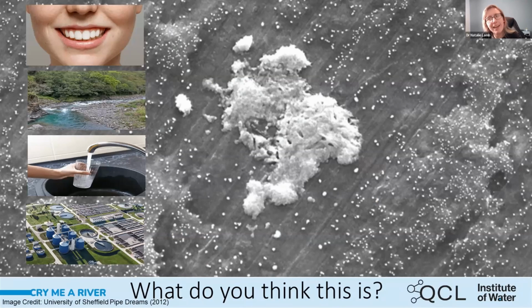Have a little bit of a think, pop your answers in the chat section, or feel free to write it down on a piece of paper. Now, a bit of a clue here: it can be found in all of these different environments on the left. So top left, you've got someone's mouth, some really nice teeth. Underneath that, you've got a river environment. Below that, you've got your normal kitchen tap. And under that, you've got the most pristine looking sewage works I've ever seen in my life.